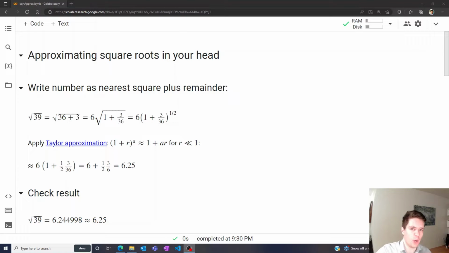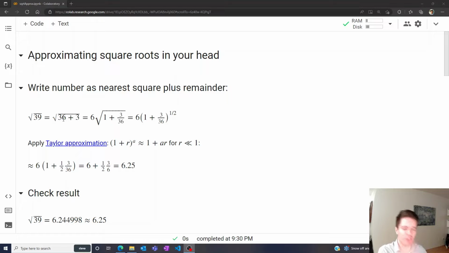Hello and welcome to a quick video on approximating square roots in your head. First of all, let's take a number like 39 and think about a clever way to rewrite it. We actually write it as the nearest square number, which would be 36, plus the difference, which would be 3.